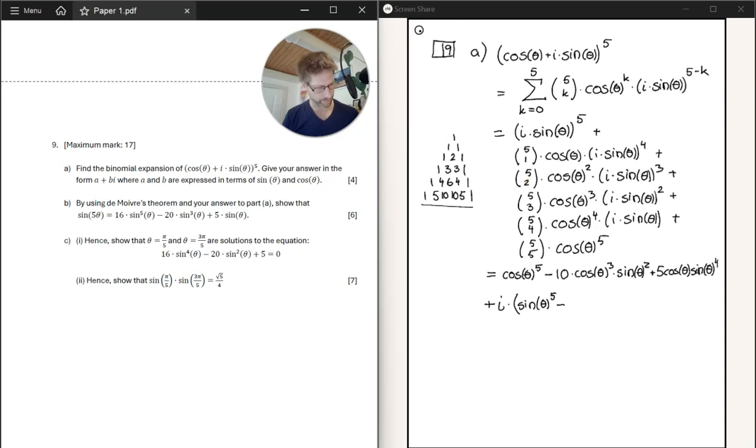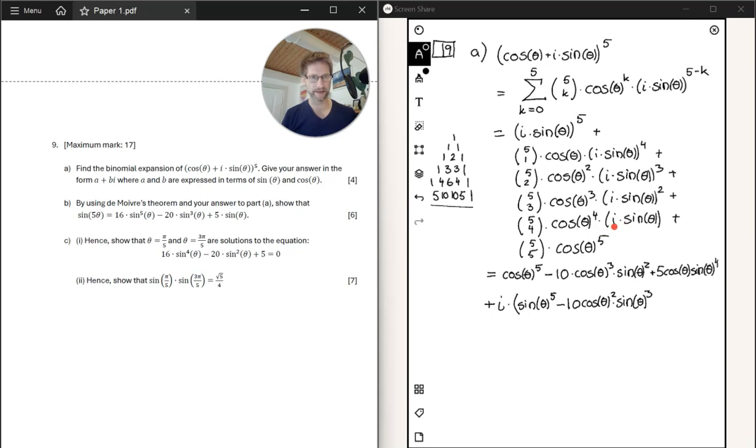Then 5 choose 2 is 5 times cosine of theta squared sine of theta cubed. And finally 5 choose 2 is a 10. So let's correct that and say 10 of those, and the last term that makes an imaginary part is right here.